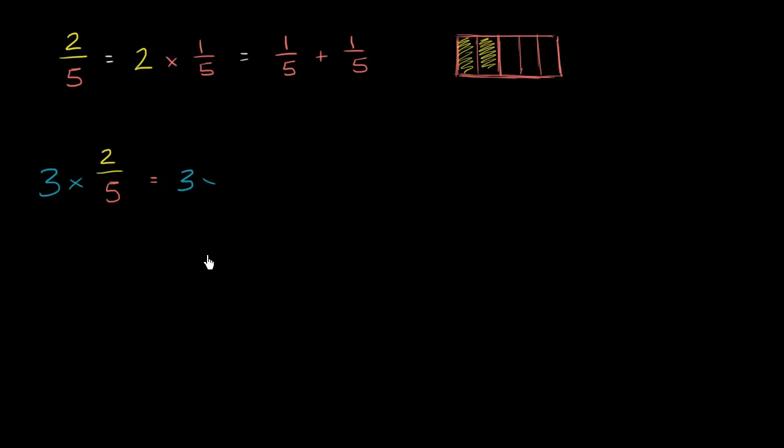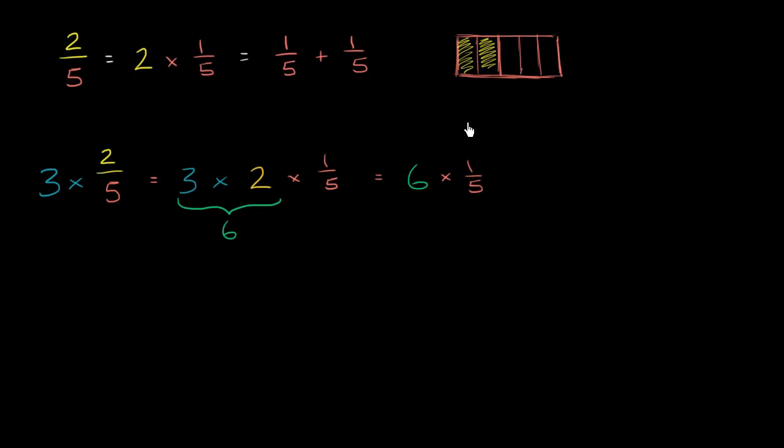So this is the same thing as 3 times 2 times 1/5. And in multiplication, we could multiply the 2 times the 1/5 first and then multiply by the 3, or we could multiply the 3 times the 2 first and then multiply by the 1/5. So you could view this literally as being equal to 3 times 2, which is, of course, 6. So this is the same thing as 6 times 1/5.